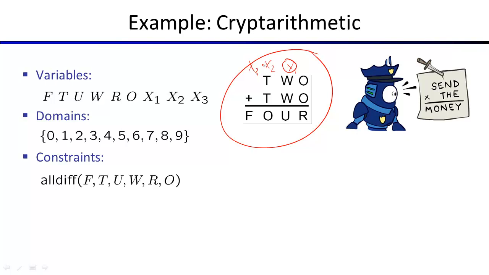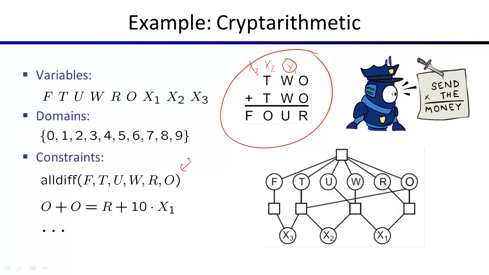Typically, you're required to give them all different numbers, so this is a constraint that has a lot of variables participating in it. There are other ways of encoding this constraint, right? This is an all-diff constraint, and a piece of code that will check that it all takes on different values. You would have a set of values each pair of variables can take on. Now, what other constraints do you have? We need O plus O to be R plus 10 times X1. So each of these summations has to be satisfied.